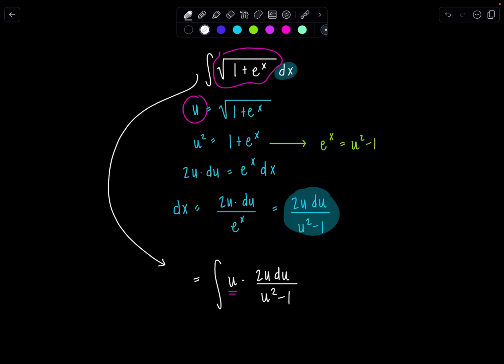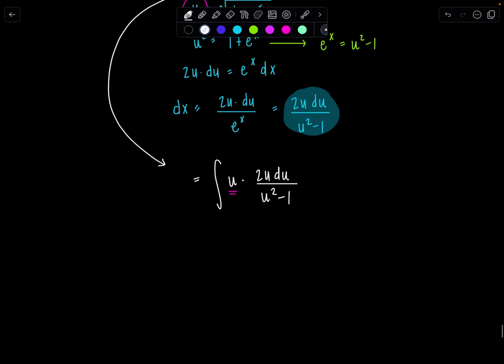Excellent. Okay, now how to proceed. So I'm going to clean things up a little bit. Let's just take that 2 in the numerator outside, and then I have u squared du over u squared minus 1, right? u squared because we have this u times this u.